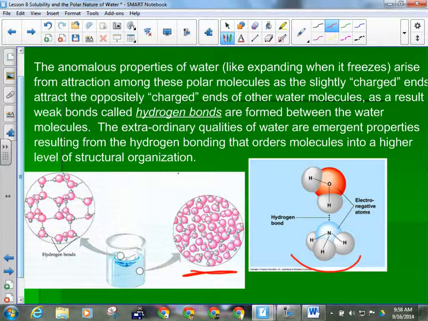Again, hydrogen bonds are not permanent. They're very weak, okay? But they break and reform very, very quickly. All right, so hydrogen bonds are formed between water molecules or between other negatively charged or charged particles, okay? So attraction between polar molecules, that's the thing that causes that.